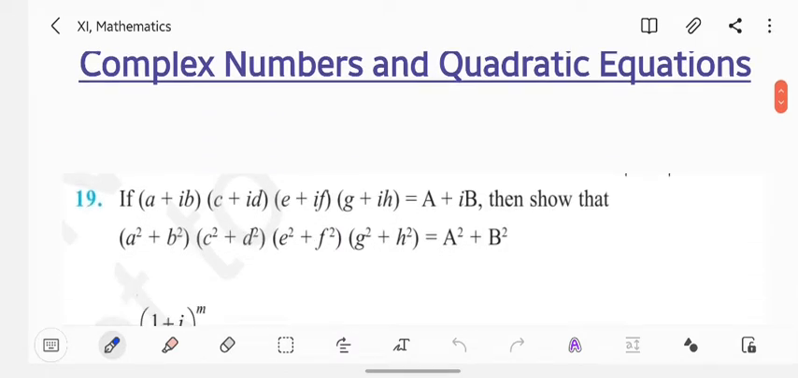So, the first question is, if a plus ib multiplied by c plus id multiplied by e plus if multiplied by g plus ih is equal to a plus ib, then show that a square plus b square multiplied by c square plus d square multiplied by e square plus f square multiplied by g square plus h square is equal to a square plus b square. This is the question from miscellaneous exercise question number 19.